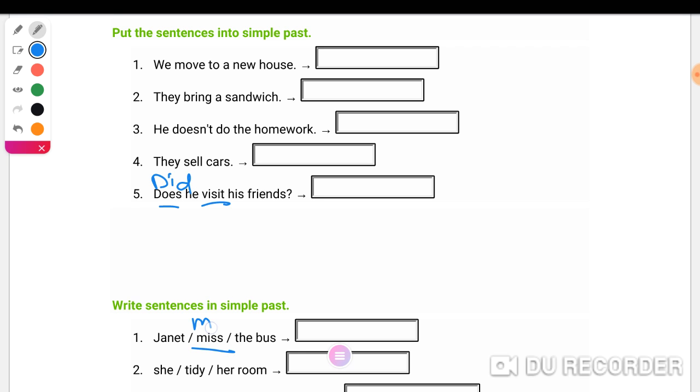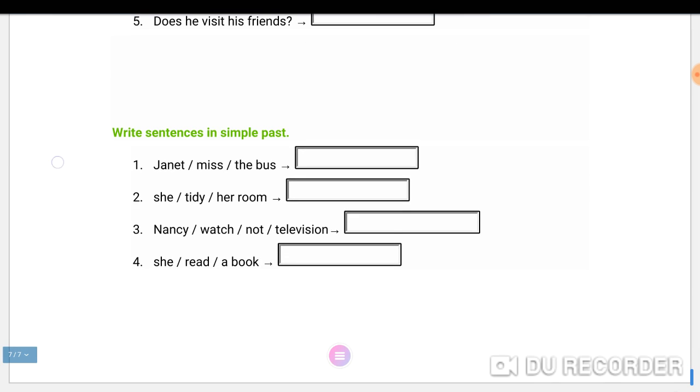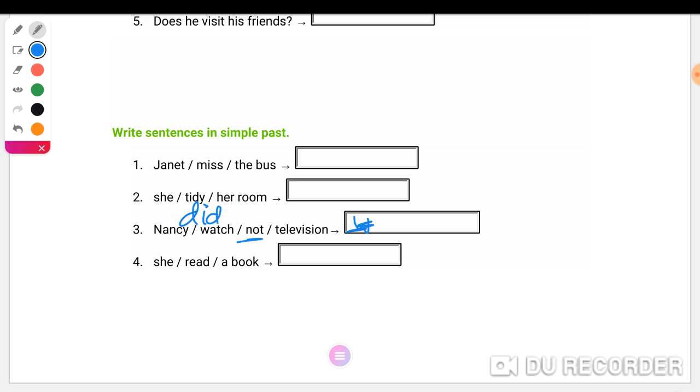Here we will make a complete sentence using this. Jeanette missed the bus. She tidied her room. Nancy didn't watch television, because there is not here, didn't watch. She read, it's written like read, but the difference is in the pronunciation. She read a book.